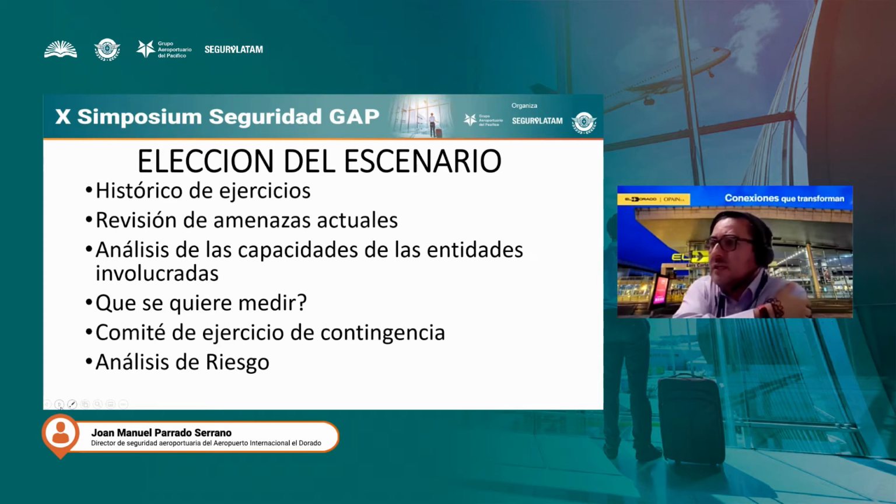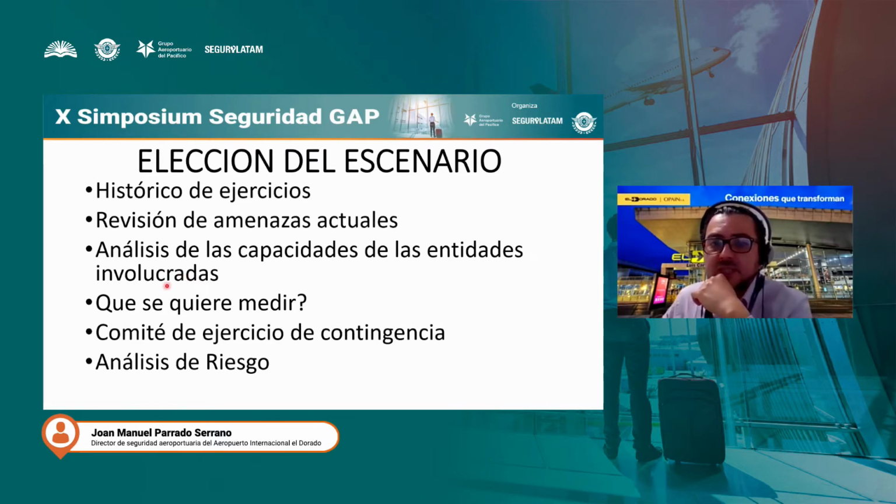This is choosing the scenario. We first review the track record of the previous exercises. We basically review what we've done in the previous exercises. And once we review that, we then review the current threats at international, local, and national level. We analyze the capacities of the organizations involved.